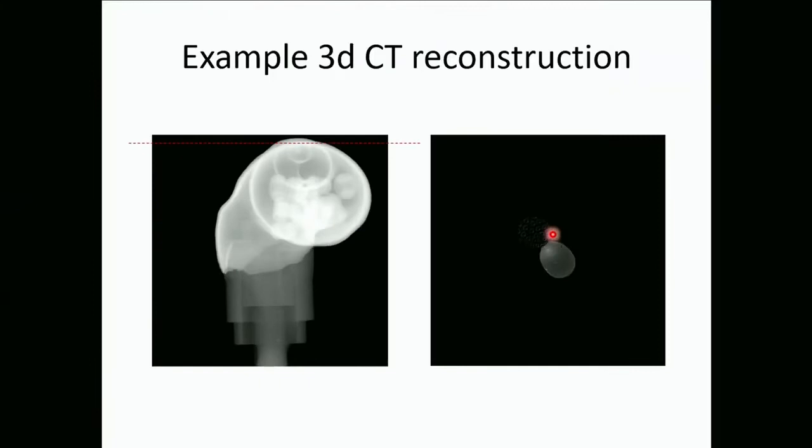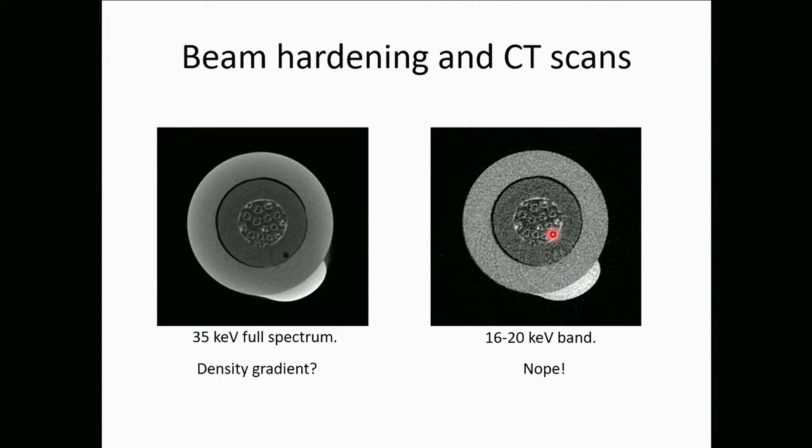But spectral imaging also helps a bit here. As you see, here is a slice of the reconstructed object. On the left slice, it's the full energy spectrum up to 35 kiloelectron volt. And there you can see a few beam hardening artifacts. One of them is this density gradient that seems to be there over the sample.